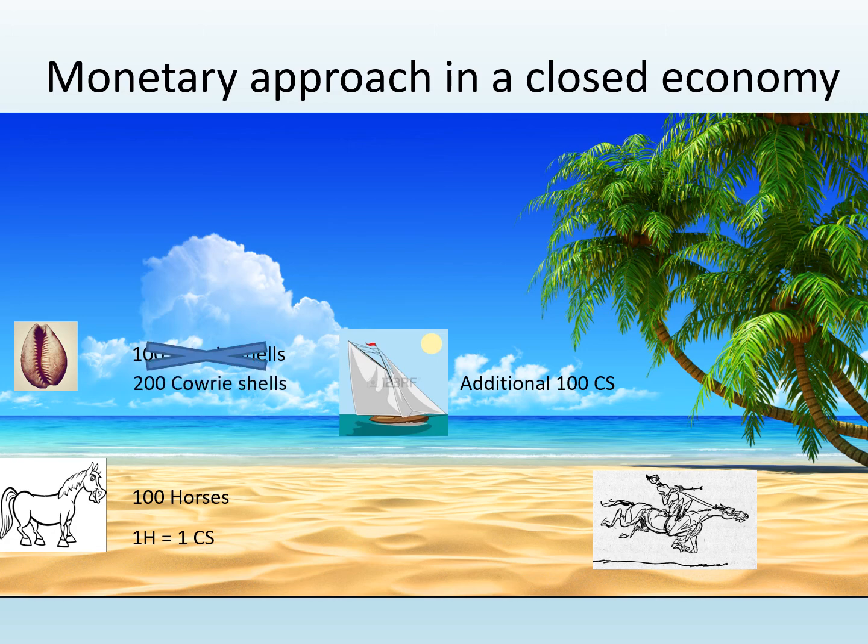So we now have 200 cowrie shells. And the consequence, of course, is that one horse now costs you 2 cowrie shells. That is the quantity theory of money, which is what we started with in lecture 1 of this course. The amount of money in circulation multiplied by its velocity is equal to the price level multiplied by the quantity, and the quantity is unchanged. We still have 100 horses, they haven't changed. We've had more money coming into circulation, and the thing that takes up the heat is the price level.